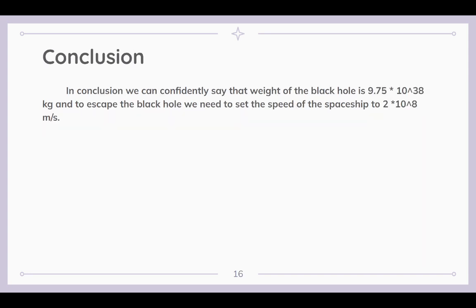And in conclusion, we can confidently say that the weight of the black hole is 9.75 times 10 to the 38th kilograms, and to escape the black hole, we need to set the speed of the spaceship to 2 times 10 to the 8th meters per second.